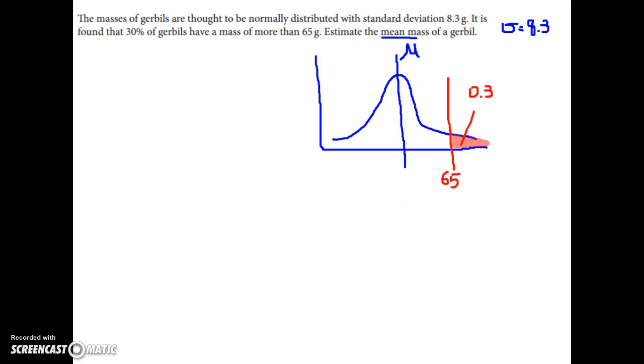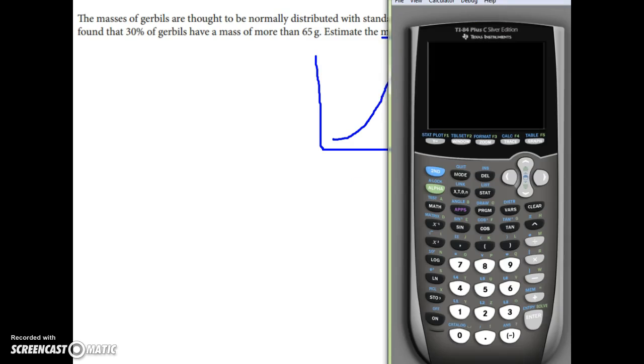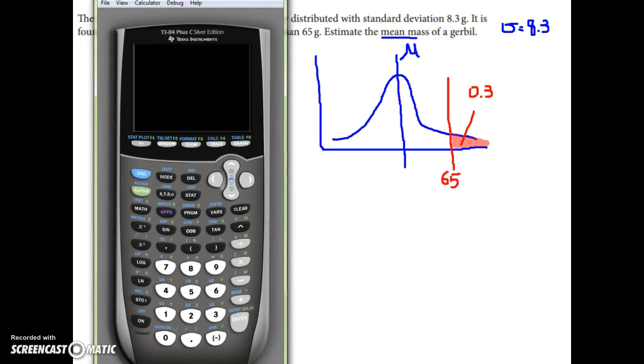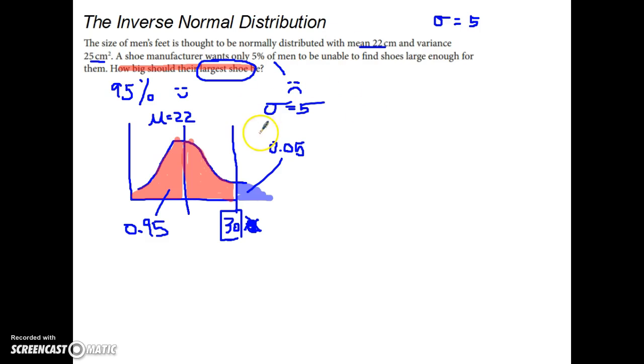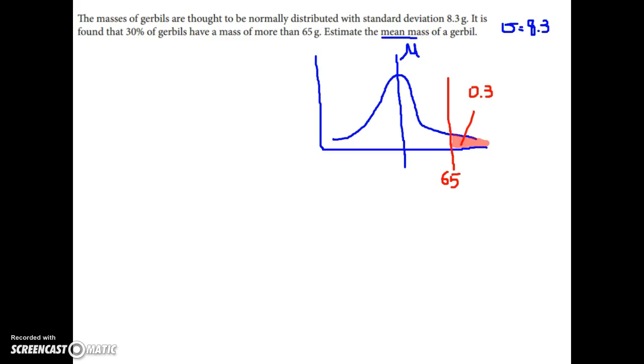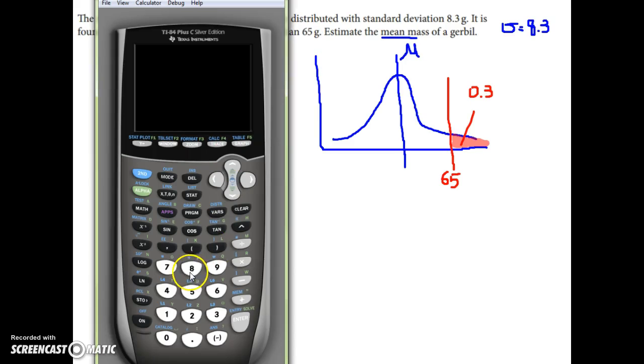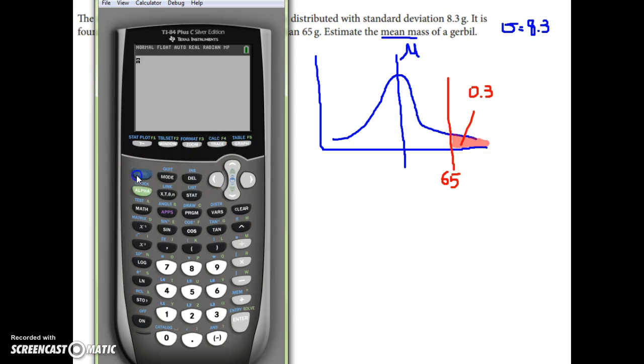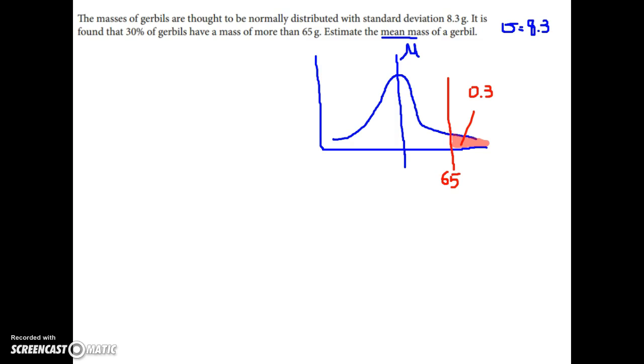So at this point, we have a better understanding of the question. So let's try to do what we did over here. In the previous example, I showed you how to use inverse norm on the TI-84. So let's try to do that. I will go to my distribution, go to inverse norm, and it will ask us for the area. I've got the area. If this is 0.3, then all of this green area is going to be 0.7, correct? All of this is going to be 0.7.